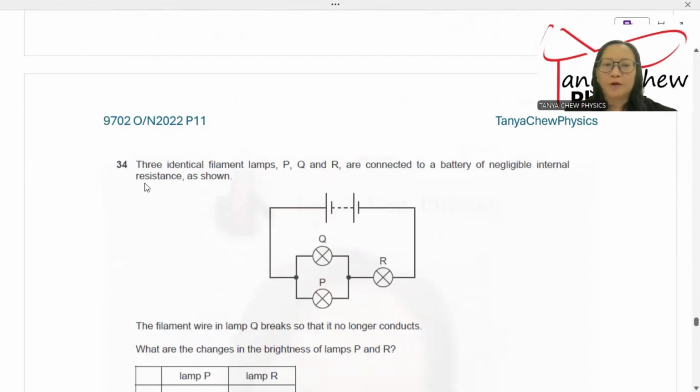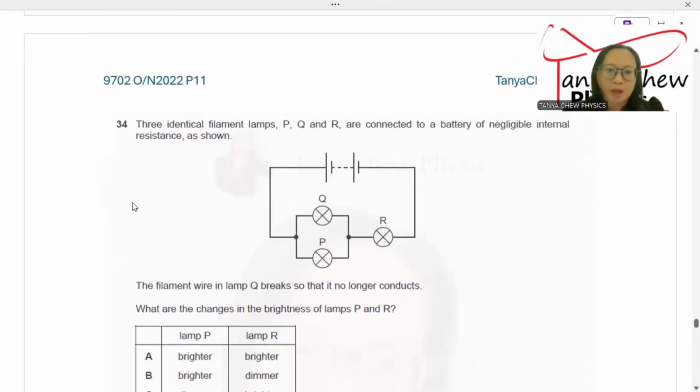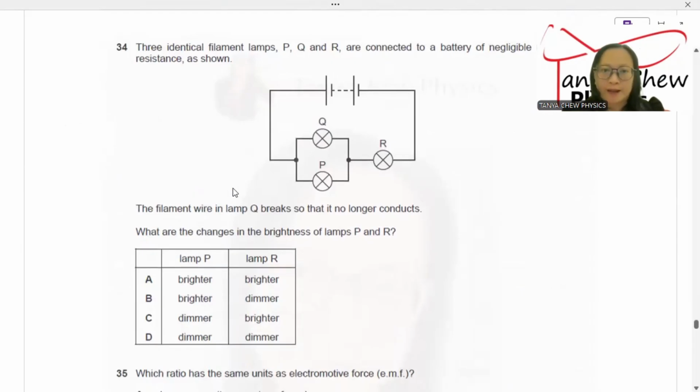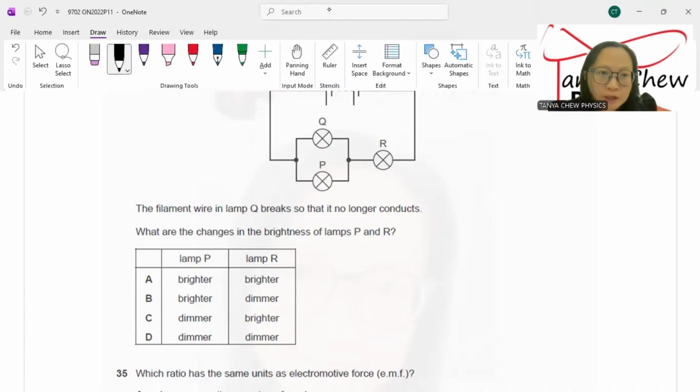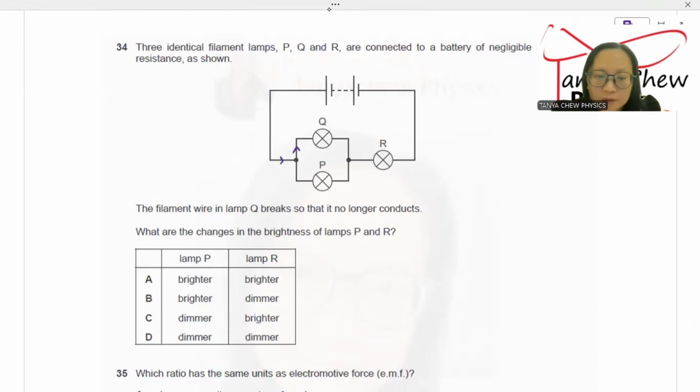Number 34, 3 identical filament lamps P, Q, and R are connected to a battery of negligible internal resistance as shown. The filament wire in lamp Q breaks so that it no longer conducts. What are the changes in the brightness of lamp P and lamp R? Could you see that initially, the brightness of the lamp depends on the current and or the potential difference across the lamp. Now, let's say the current here is I.